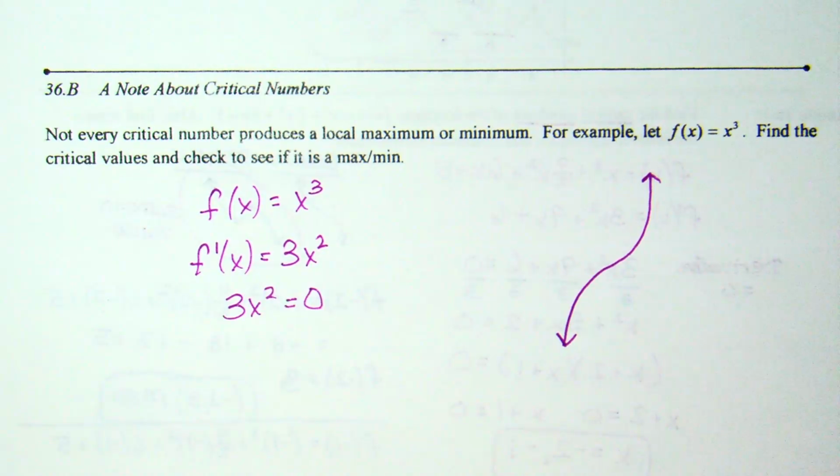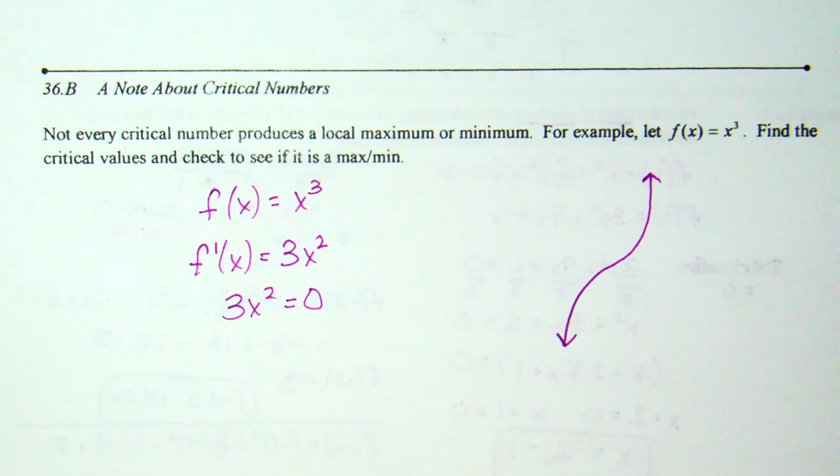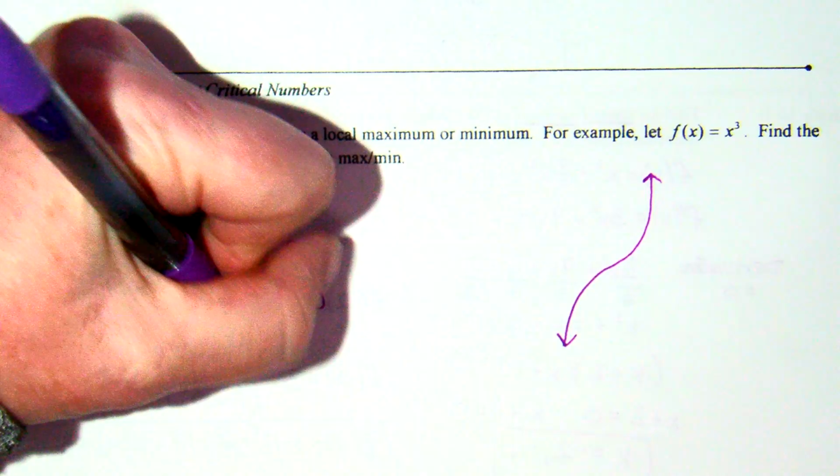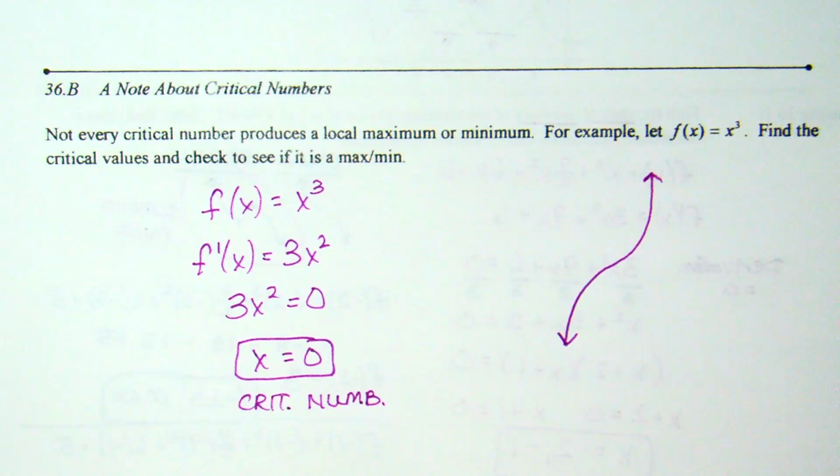So 3x squared equals 0. What do you do? Divide by 3. So then we have x squared equals 0. Square root both sides. And x equals 0. So what is this x equals 0 officially? This is a critical number, though. Because we took the derivative, set it equal to 0, this is a critical number.